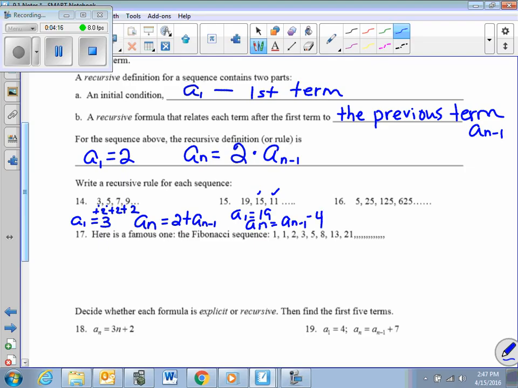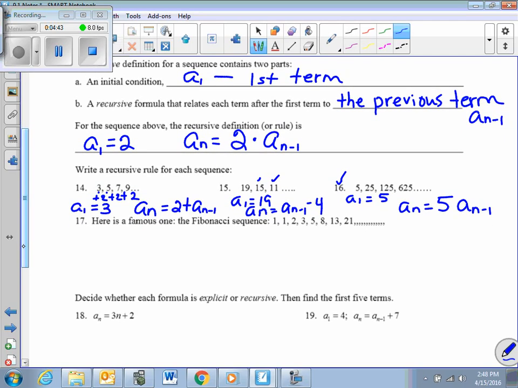All right, why don't you pause the video and see if you can come up with the recursive rule for number 16. Don't forget, we have to define A sub 1. A sub 1 is 5. What's happening every time here? It looks like I'm multiplying the previous term by 5, right? So A sub n is going to be 5 times A sub n minus 1. All right, that's how we get a recursive rule.